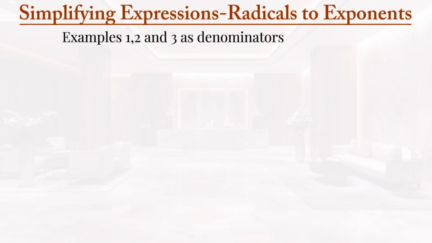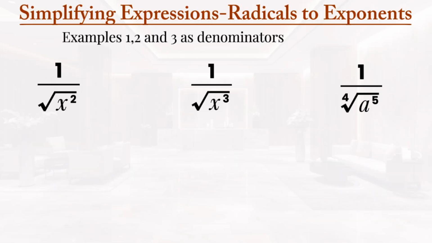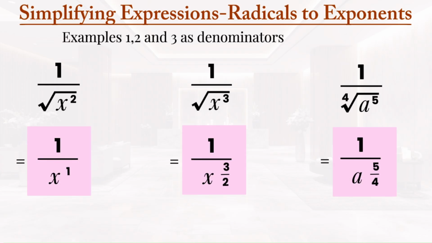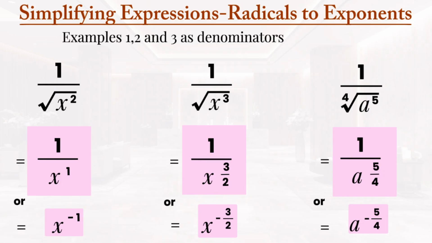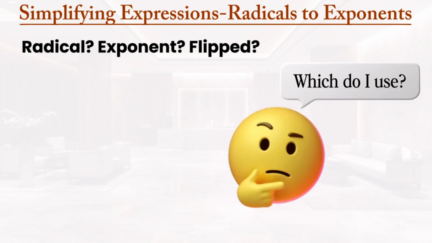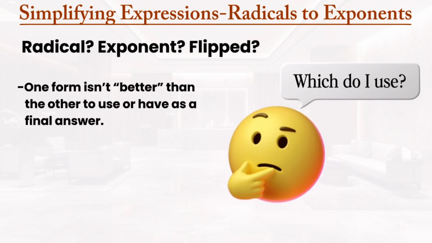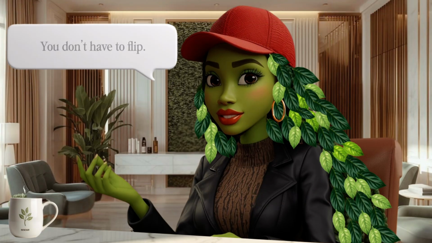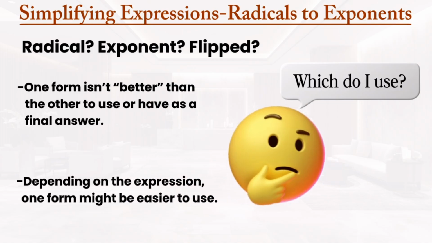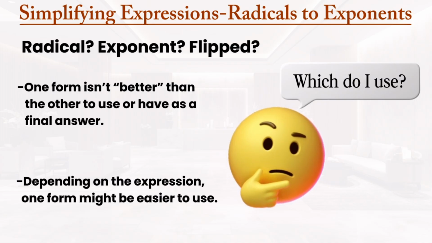Let's revisit the rest of our previous radicals, but this time we'll turn them into denominators. Once converted to exponents, this is what we get. Just remember one key fact. All these forms are just fine. One isn't quote-unquote better than the other if used as a final answer. Flipping into a positive or negative exponent isn't a must, but you should know how to do it just in case. Depending on the expression you're asked to work with, one form might be more appealing to use than the other.